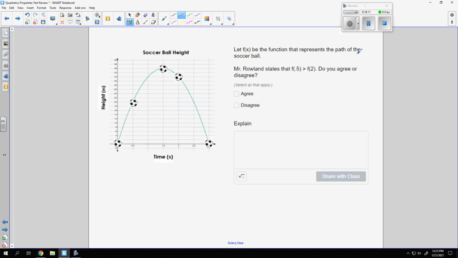And so again, this time Coach Rowland is looking at this function and he says that f of 5, so what is that? 0.5, 20, is greater than when the x is 2. What do you think? Is that true? No. 20 is not greater than 32, so you should disagree.